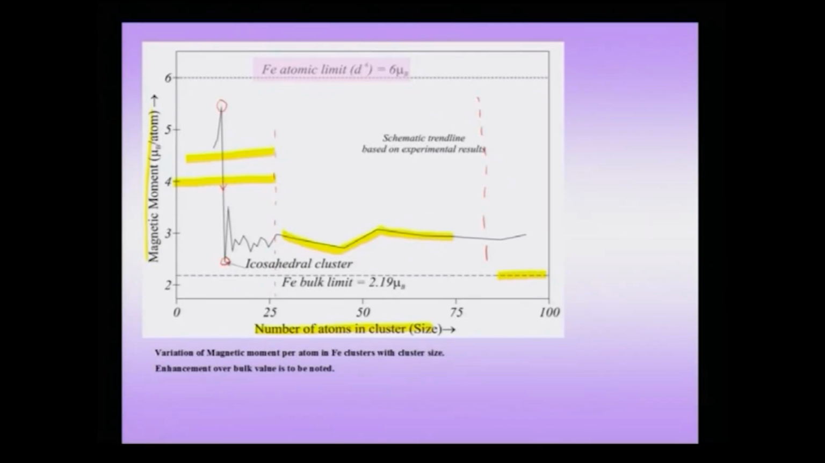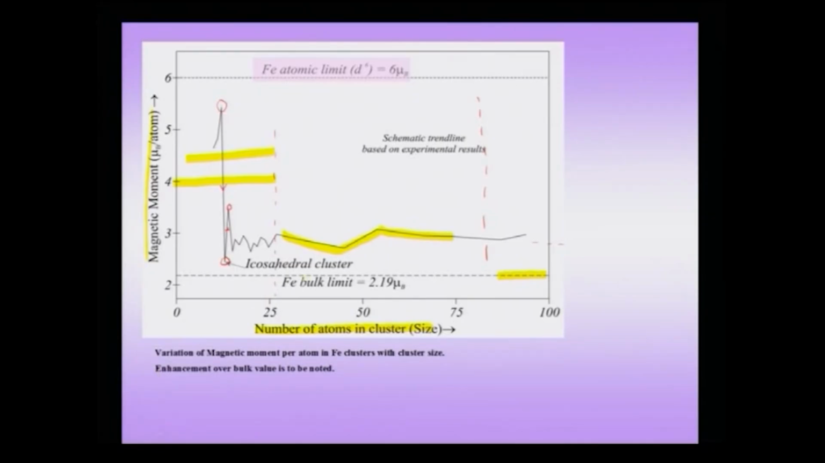And further, when you add one more atom, there is again a sharp increase in the magnetic moment of the cluster, and these oscillations continue in a sharp fashion till you reach about 25 atoms. After that, the variation with cluster size gets a little smoother, and finally, in the bulk regime, the variation becomes even more smooth, and you have the bulk behavior emerging.